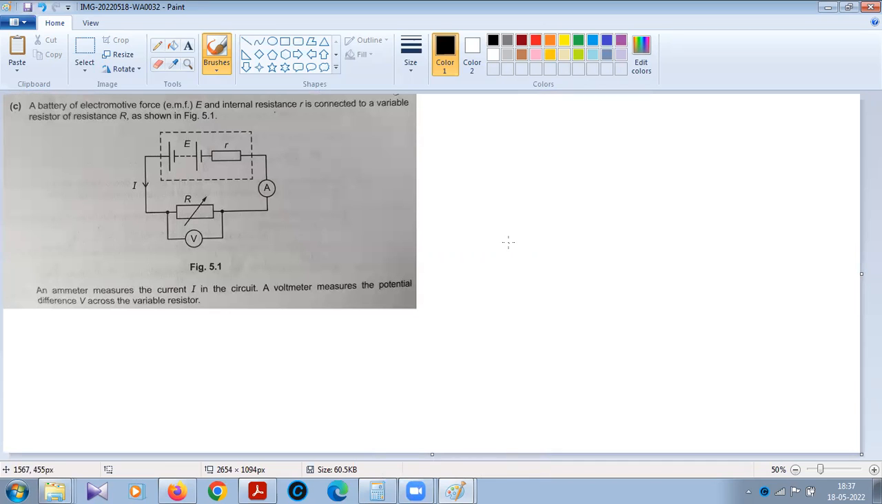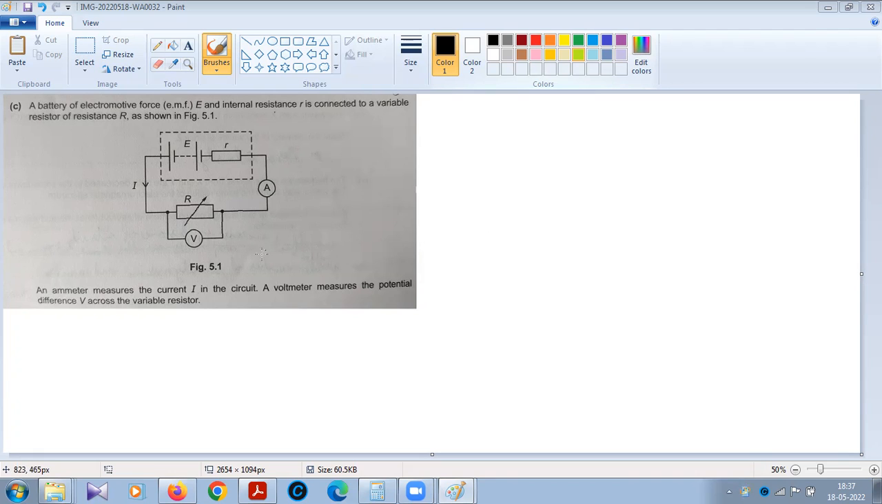This is the figure, na, I think. Yeah, that's the one. Battery EMF, internal resistance, variable resistor. Ammeter measures current I in the voltmeter. Okay. So this is the circuit given to you. EMF is E, the internal resistance is small r. There is an ammeter to measure the current. There is a voltmeter, and this is the rheostat we call. That is the variable resistor.